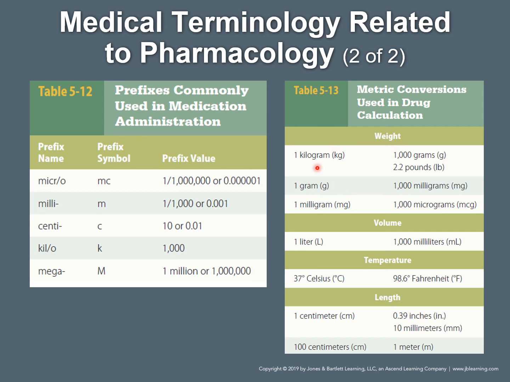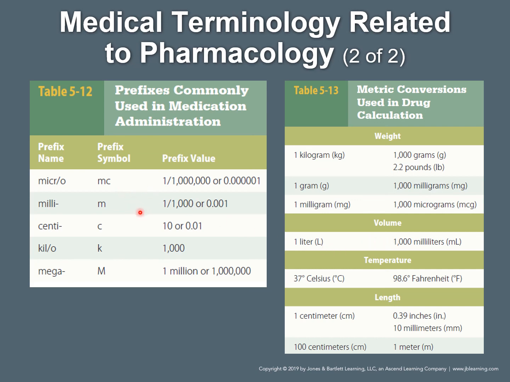So by weight, you have the kilogram, which is 1,000 grams or 2.2 pounds. 1 gram, which is 1,000 milligrams. 1 milligram is 1,000 micrograms. Don't be surprised if registry asks you for conversions, and it's not necessarily going to be as plain as this. They may ask you how many micrograms are in a gram. So you have to convert from micrograms to milligrams, milligrams to grams. Volume, so 1 liter is 1,000 milliliters.